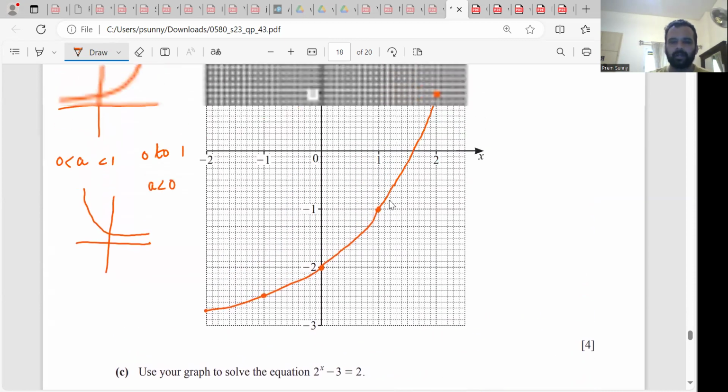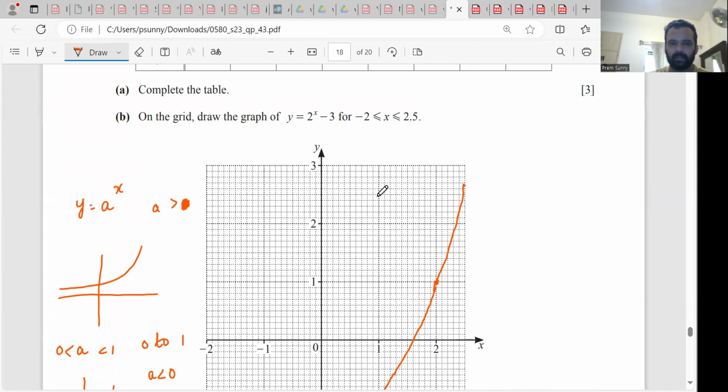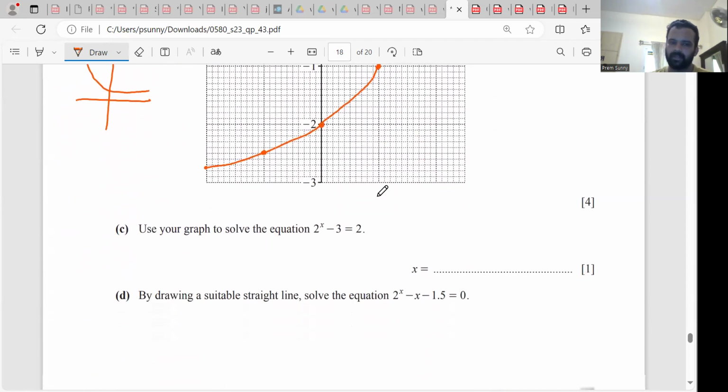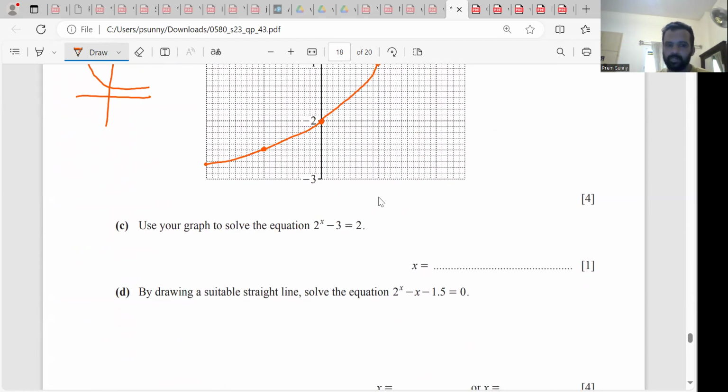Use your graph to solve the equation 2 to the power of x minus 3 is equals to 2. It is clearly mentioned use your graph, so we need to use the graph. This is basically the point of intersection of y is equals to 2 to the power of x minus 3 and y is equals to 2. So the answer which we are looking for is the point of intersection of these two graphs.